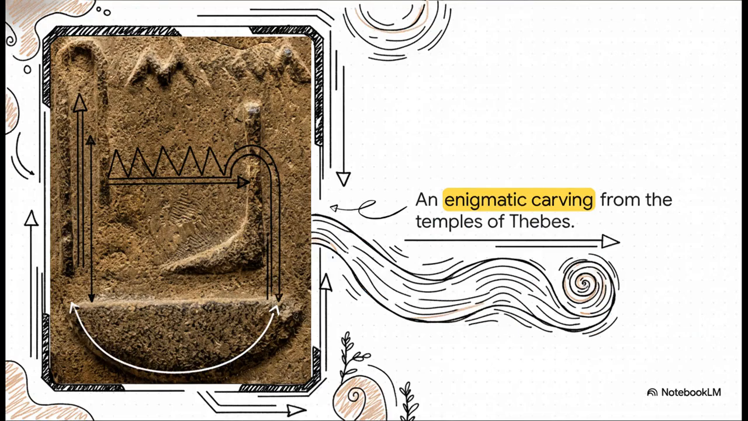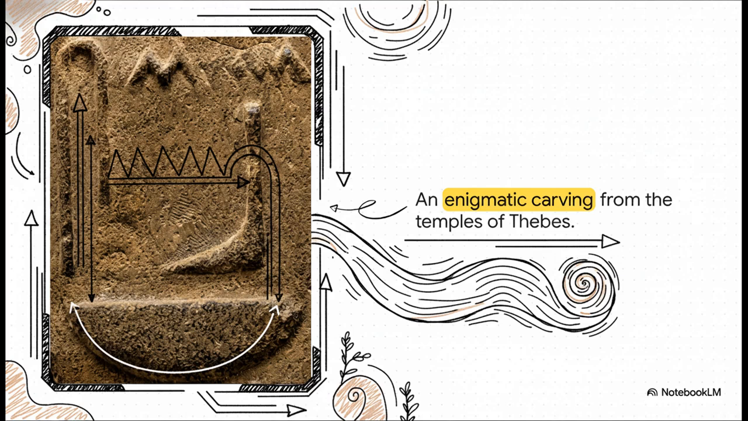Take a really good look at the raw artifact right here on your screen. Just ask yourself, what do you see at first glance? You're probably noticing a distinct bowl-like shape down at the bottom, a rigid vertical line reaching up on the left, a jagged zigzag pattern in the middle, and then another line curving back down on the right.